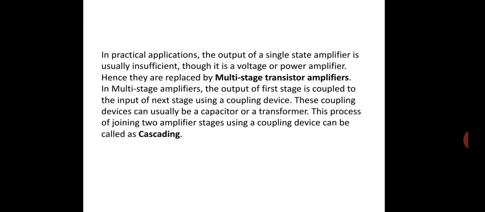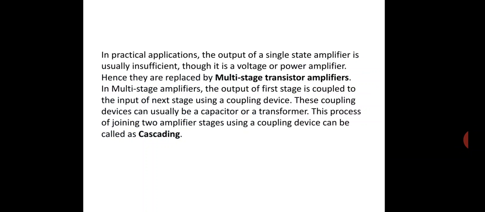In practical applications, the output of a single stage amplifier is usually insufficient, though it is a voltage or power amplifier. Hence they are replaced by multi-stage transistor amplifiers. In multi-stage amplifiers, the output of the first stage is coupled to the input of the next stage using a coupling device. These coupling devices can usually be a capacitor or a transformer. This process of joining two amplifier stages using a coupling device is called cascading.